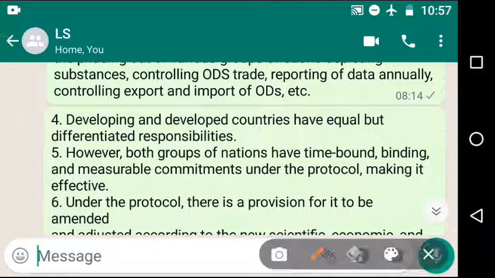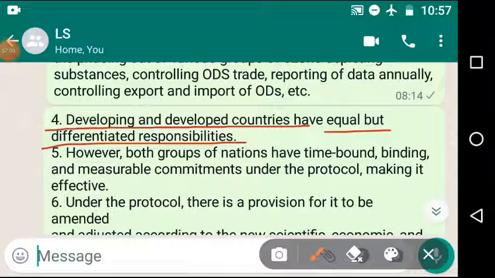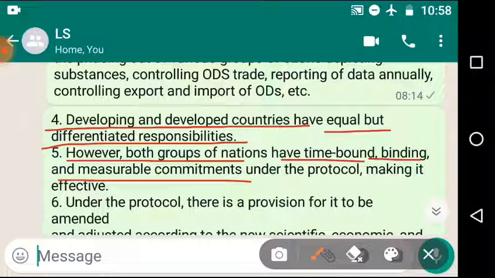Developing and developed countries have equal but different responsibility. Well, a developing country has less responsibility compared to developed countries. Developing countries have lower responsibility because they are improving, so they are able to use these ozone depleting substances within a certain time frame. However, both groups of nations have time bound, binding, and measurable commitments under the protocol, making it effective. So both groups of nations, whether developing or developed countries, have a time bound frame within which we have to minimize.